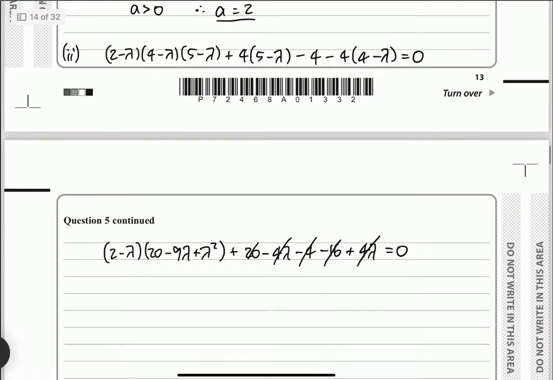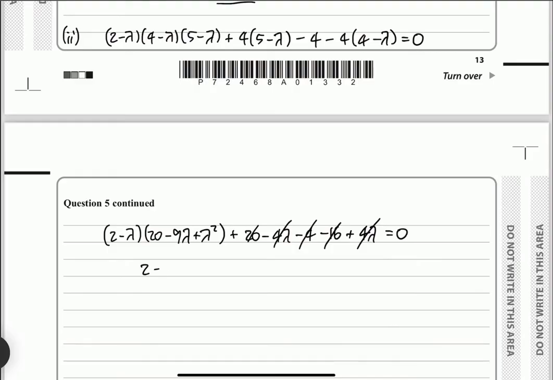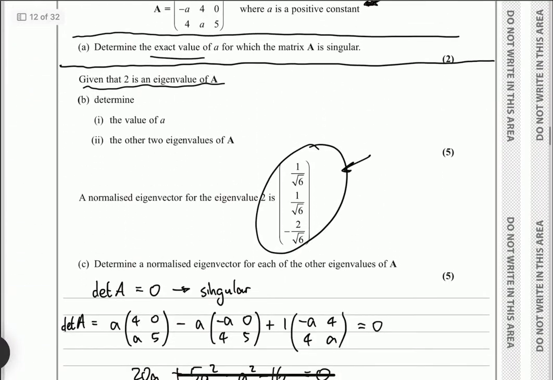Which means I'm not going to continue expanding that. I'm going to refactorize it because that gives us our answers a lot sooner than I expected. That's 2 minus lambda, 4 minus lambda, and 5 minus lambda, which gives lambda is equal to 2, the one we already knew. Lambda is equal to 4, lambda is equal to 5. So 4 and 5 are our two new eigenvalues. Part B finished.